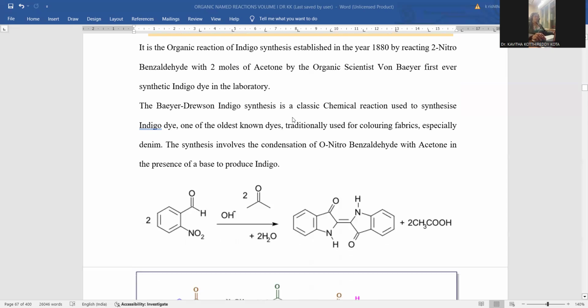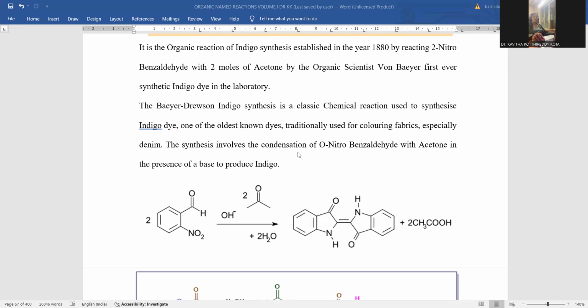Baeyer-Drewson indigo synthesis is a classic chemical reaction used to synthesize indigo dye, one of the oldest known dyes, traditionally used for coloring fabrics, especially denim. Denim fabric can be colored by means of this. It is the coloring agent, the dyeing agent, right? It is one of the oldest known dyes traditionally used in fabrics, especially denim.